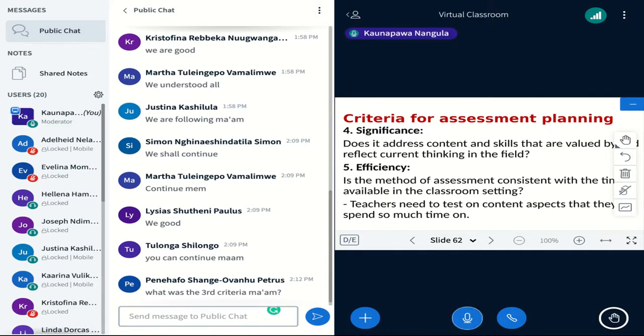So the teacher needs to test on content aspects that they spent so much time on as well. So that is now when it comes to efficiency.